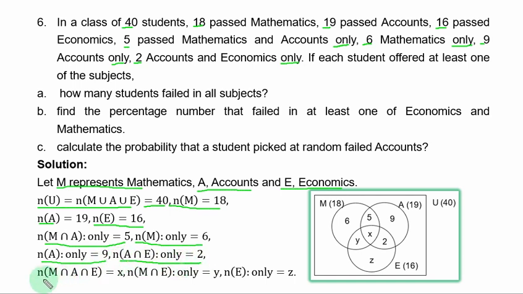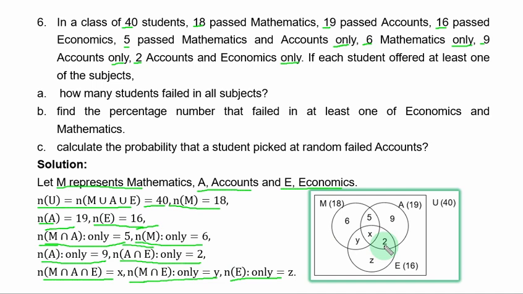Now the intersection, those that passed the 3 subjects, they are unknown. Let S denote that. From the question, we know mathematics and accounts only. We know accounts and economics only. So let's denote mathematics and economics only by Y, because no value is given for it. We also know mathematics only, we know accounts only, but we don't know economics only. So let Z denote economics only. So you have the Venn diagram.